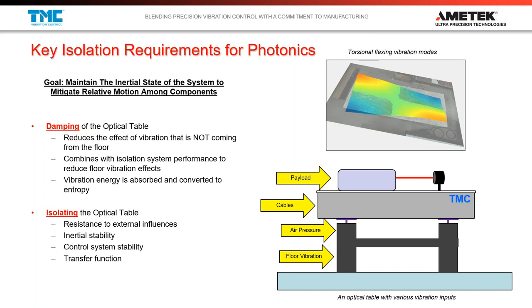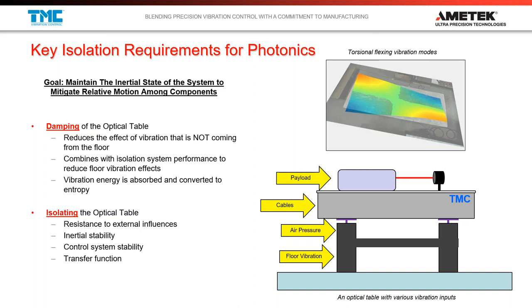The whole idea behind damping is that you're taking this energy into this massive, stiff object, and it's absorbing it and converting it to entropy. There are a couple of different ways to do damping that we'll talk about, but you want to absorb and somehow disperse that energy in the table.